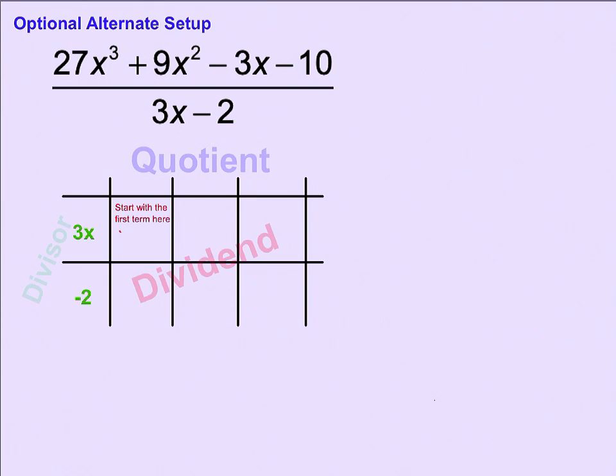27, so what we're going to do is start with the first term, and it's the same divide, multiply, subtract, we're just going to organize it differently. We're going to start with the first term, just like we only divide by the first term when we're doing the long division the long way. So we're going to do the division. 27x cubed divided by 3x is 9x squared. And I'm going to put that up here. That's part of my quotient, 9x squared.